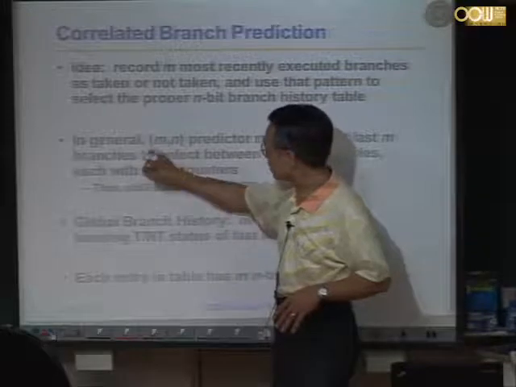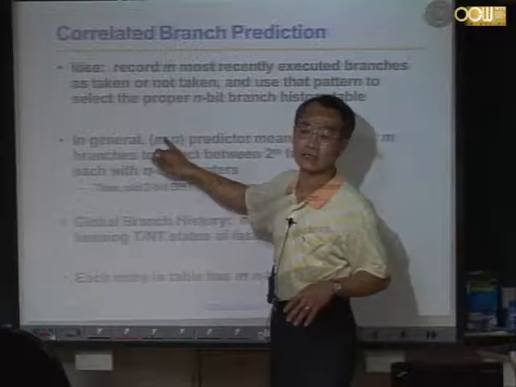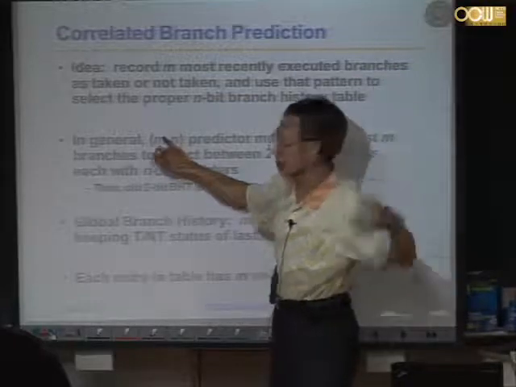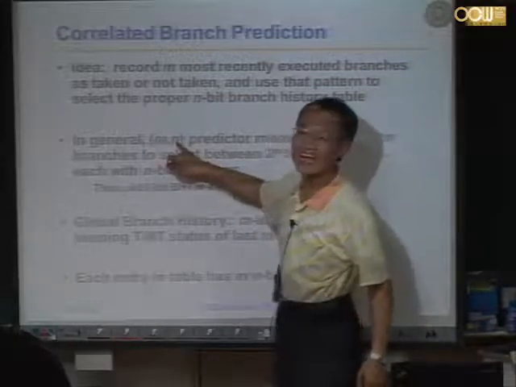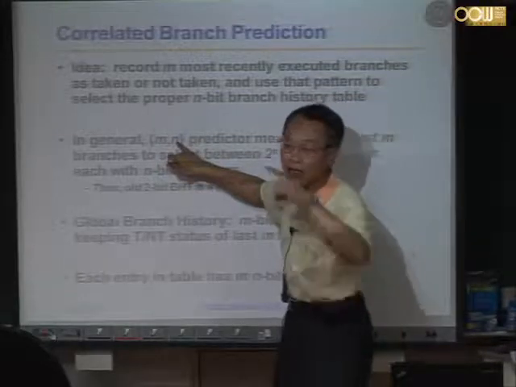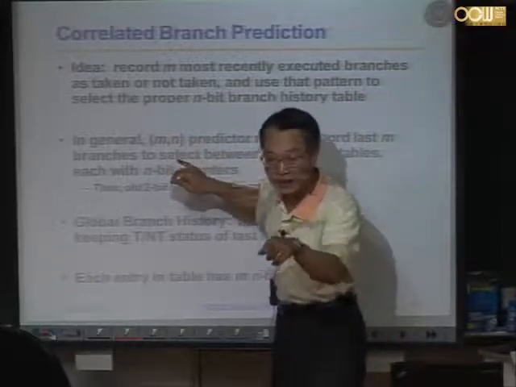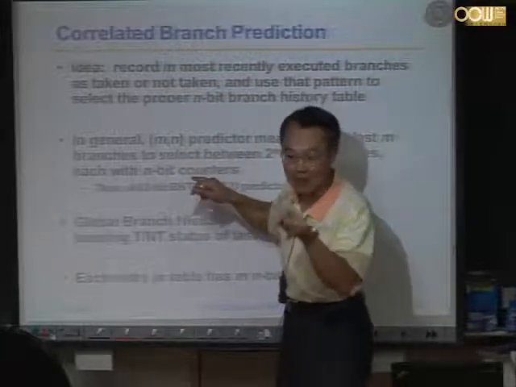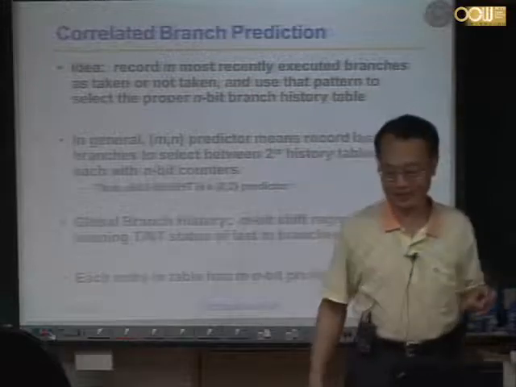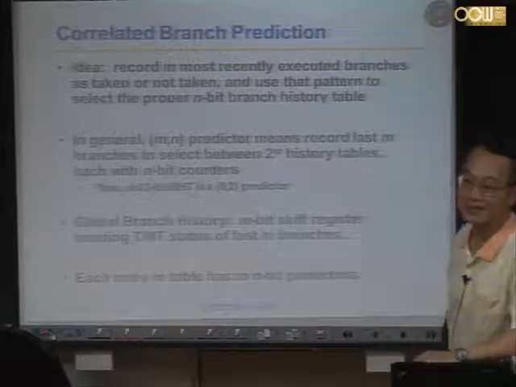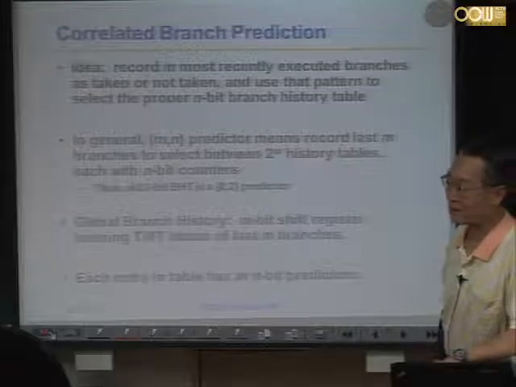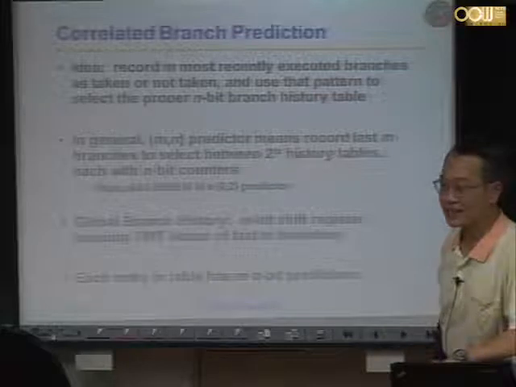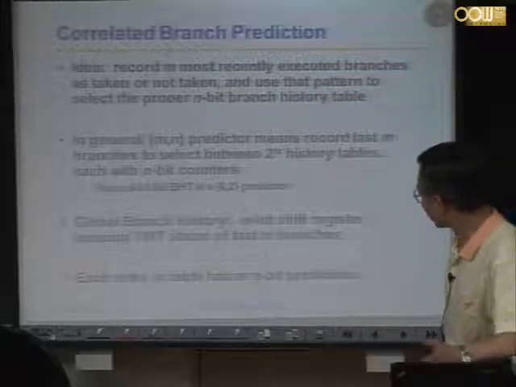Okay, how many? 2 to the M. Because you're looking at 2 branches back, 3 branches back, whatever branches back. How big? 4K entries. And every entry will have a tag, will have branch prediction information, or sometimes even the target address in it. Question so far? Good. Let's go on.